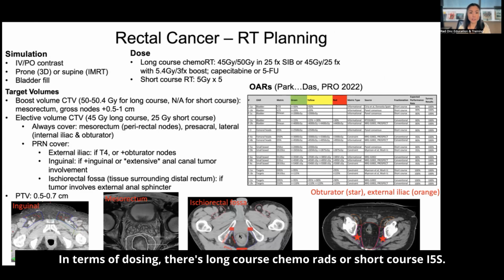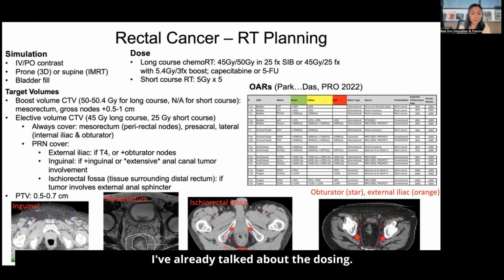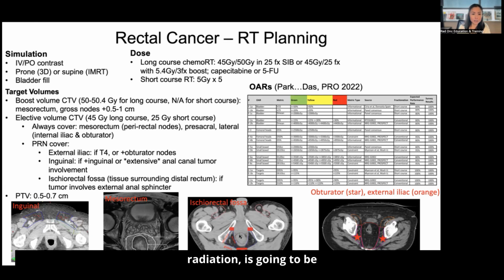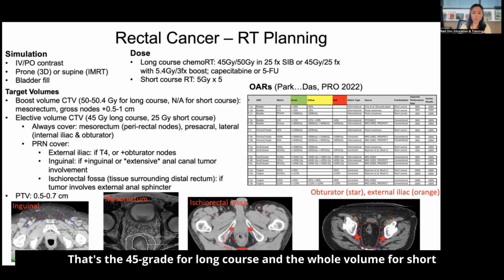In terms of dosing, there's long course chemorads or short course 5x5. I already talked about the dosing. What do you need to know about the target volume? So the boost volume, which is only relevant for long course chemoradiation, is going to be the mesorectum and the gross nodes plus a margin. And what do you want to cover for the elective volume? That's the 45 gray for long course and then obviously the whole volume for short course.